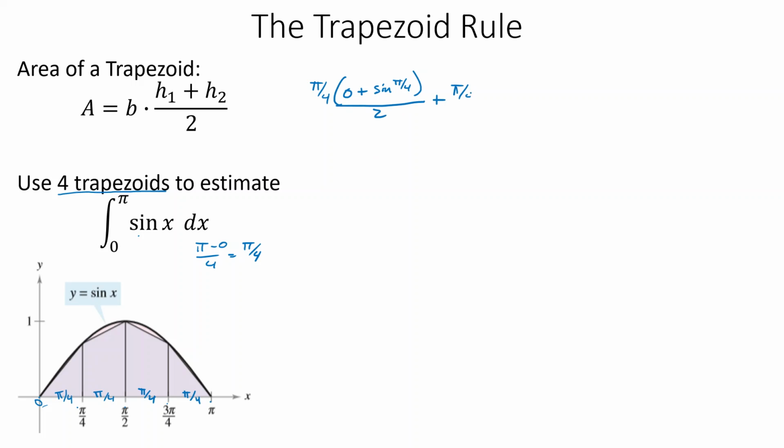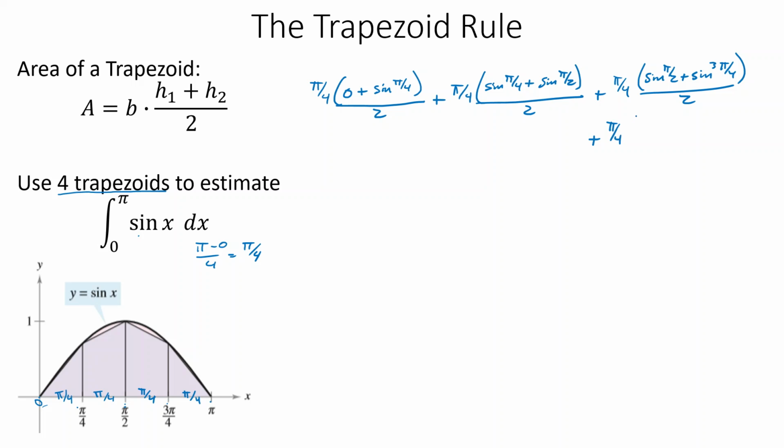Second one, again, has pi over 4 as a width. We get sine of pi over 4 plus sine of pi over 2, and we average those. Next, we've got pi over 4 again. We've got sine of pi over 2 plus sine of 3 pi over 4. Average those. And I'm running out of room here, but one more. Pi over 4 is the base. We've got sine of 3 pi over 4 plus sine of pi, which is also 0, and that is divided by 2.